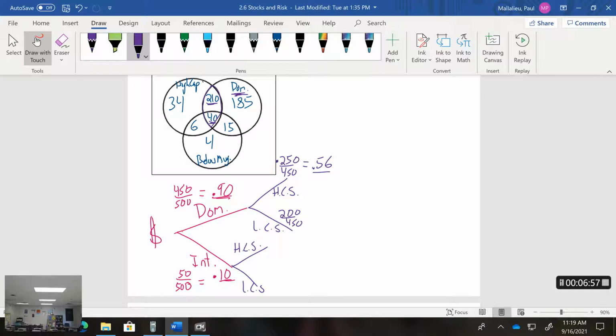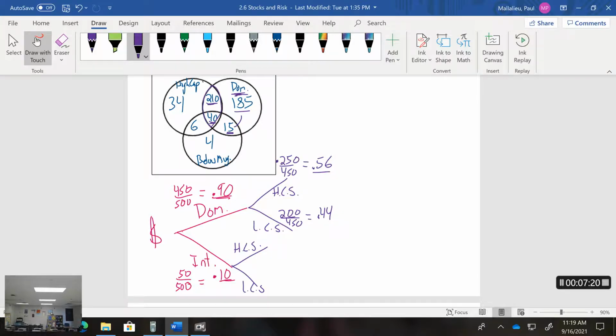Same general concept, it's just we're talking about low capital stock. So domestic, we said that we have 185 and 15 would be our low caps. And that would give us 200 out of 450. So we divide that, 200 divided by 450, and that's going to be 0.44.